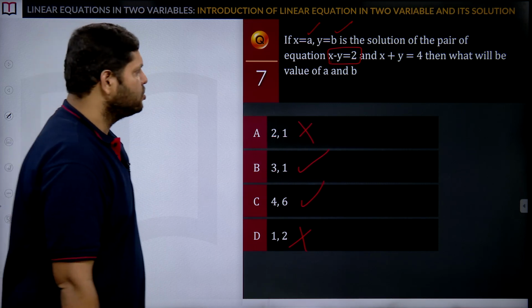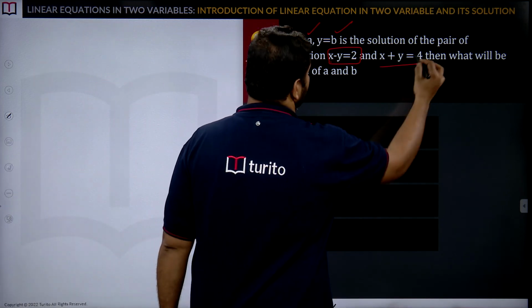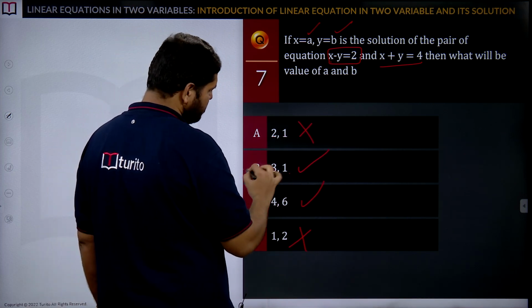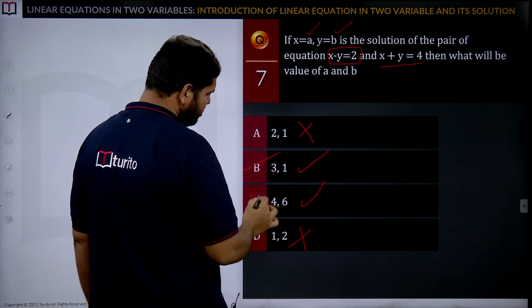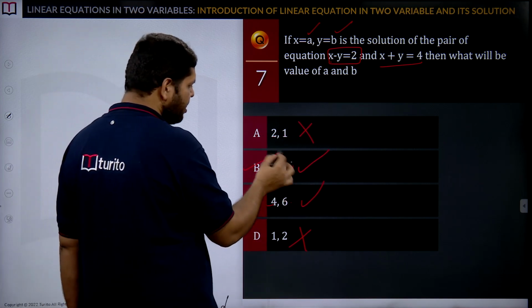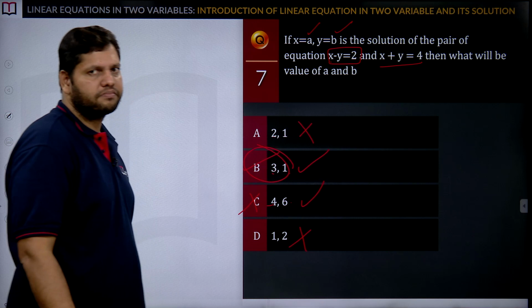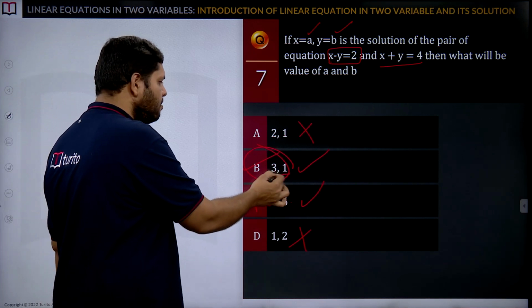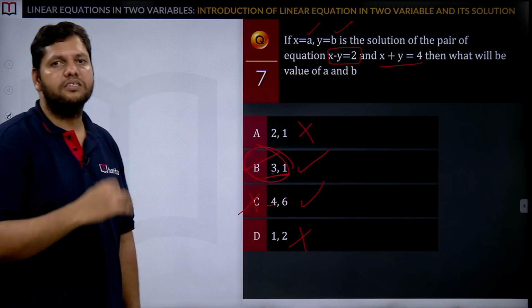Next one, go for this condition. The addition is 4. So 3 plus 1, the addition is 4. 4 plus 6, the addition is 10. So what is the answer, children? 3 comma 1 is the answer. Isn't it, children? So we can say the B option. So 3 comma 1 is the option. Actually we are going for answer to the question, children.